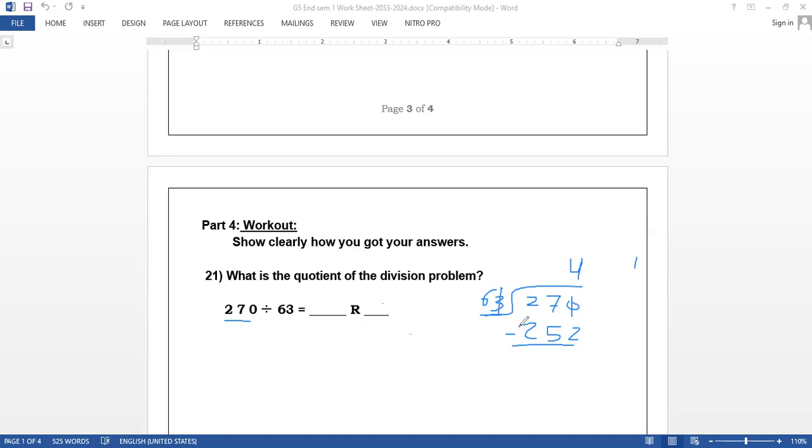So 4 multiplied by 63 equals 252. Now we subtract 0 minus 2. We cannot. We take 1 from the 7. This becomes 6. Now 10 minus 2 equals 8. 6 minus 5 equals 1. And here we have 0. So the answer is 4. It makes sense, because 4 multiplied by 60 equals 240, and 4 multiplied by 63 is 252. So the answer is 4. And the remainder is 18.